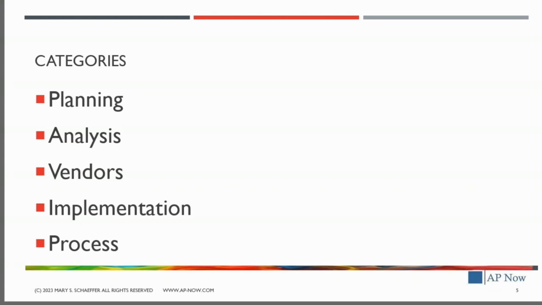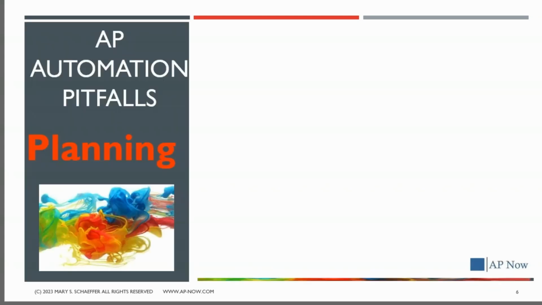But there are a lot of mistakes that people are making when it comes to automation, and I broke them down into rough areas. You may or may not agree where I put them. It's just a way to break the information down. We're going to talk about planning, analysis, and our vendors. By vendors, I mean our suppliers, not the third-party service providers who are creating these solutions for us. Then implementation and process. So let's dive right in and get started.